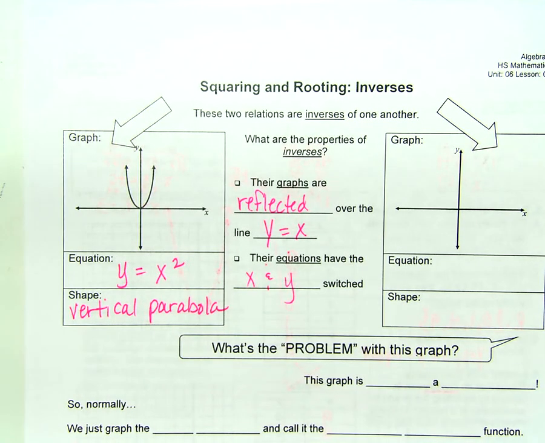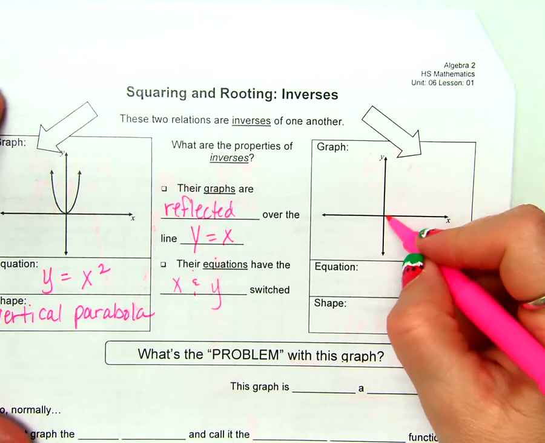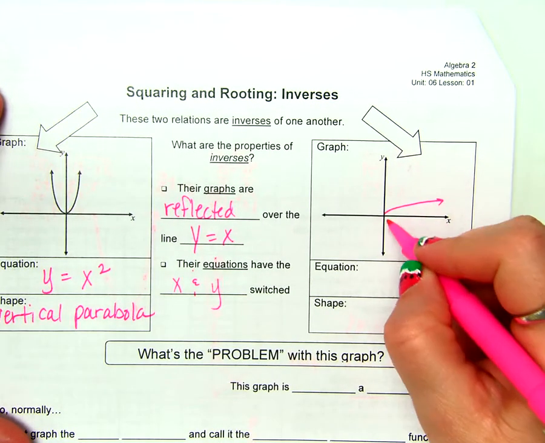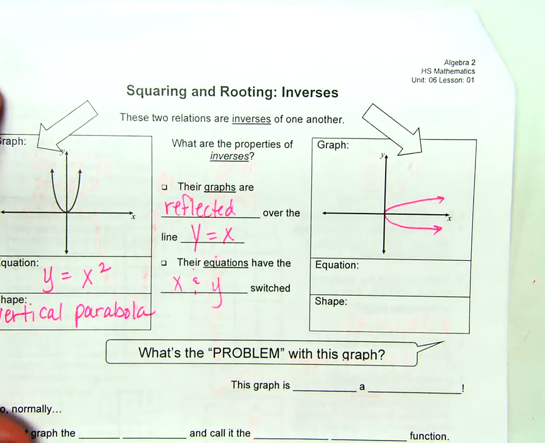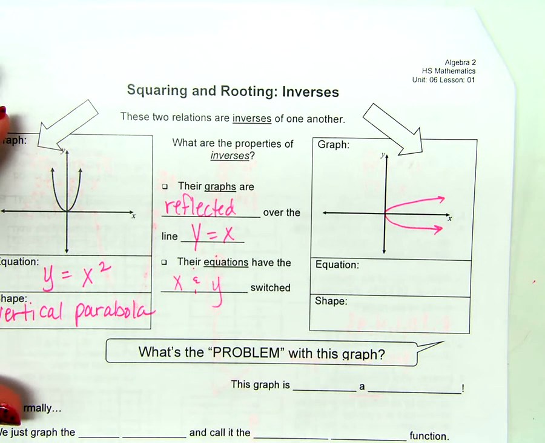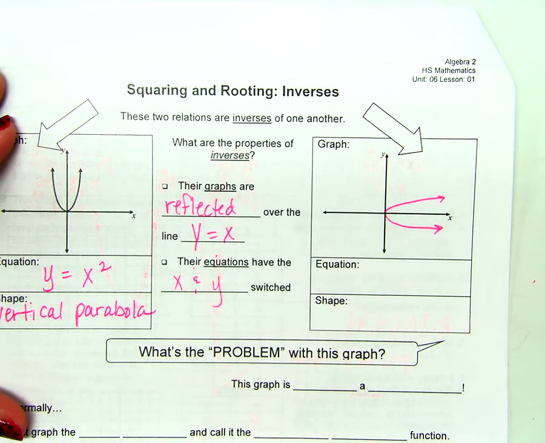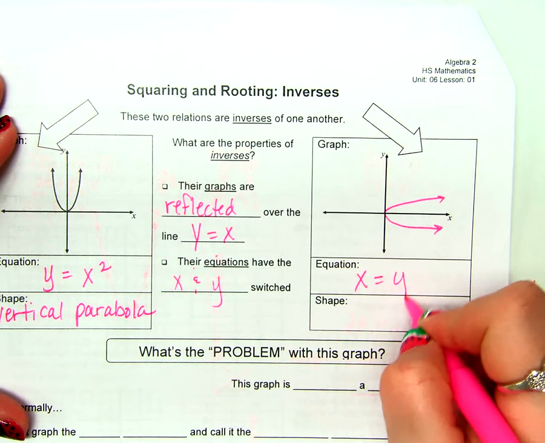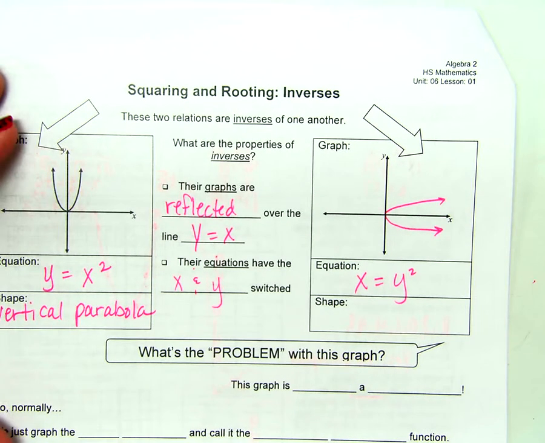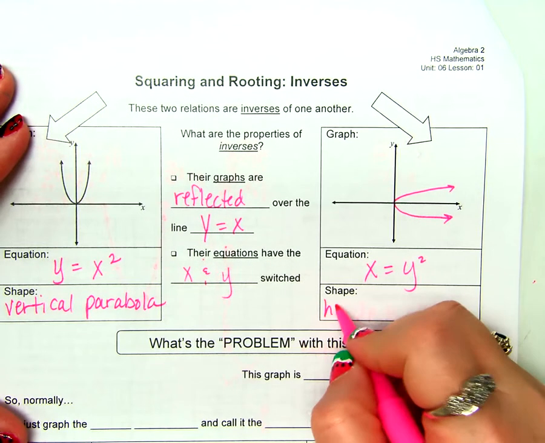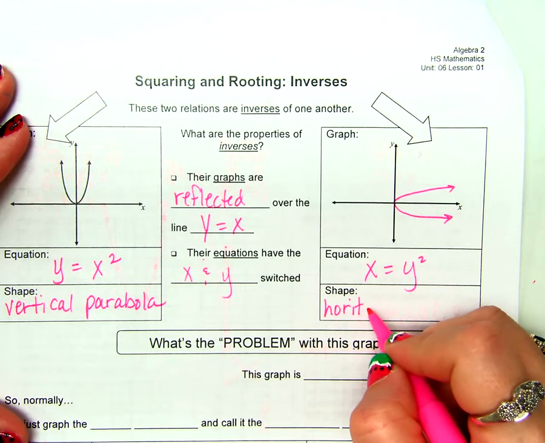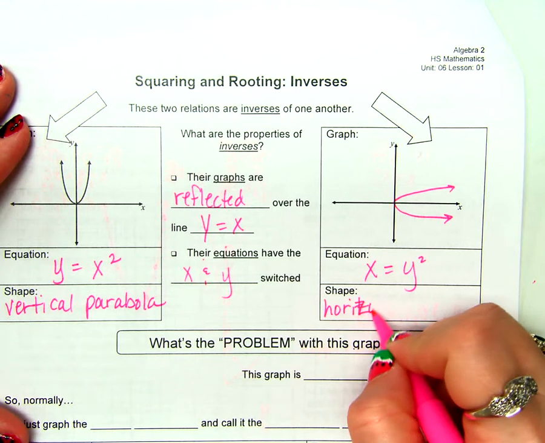Why is it a vertical parabola? Opens up or down, right? Well, on this side, what does it look like? Like that? What is its equation? X equals y squared. And what is its shape? Horizontal parabola.